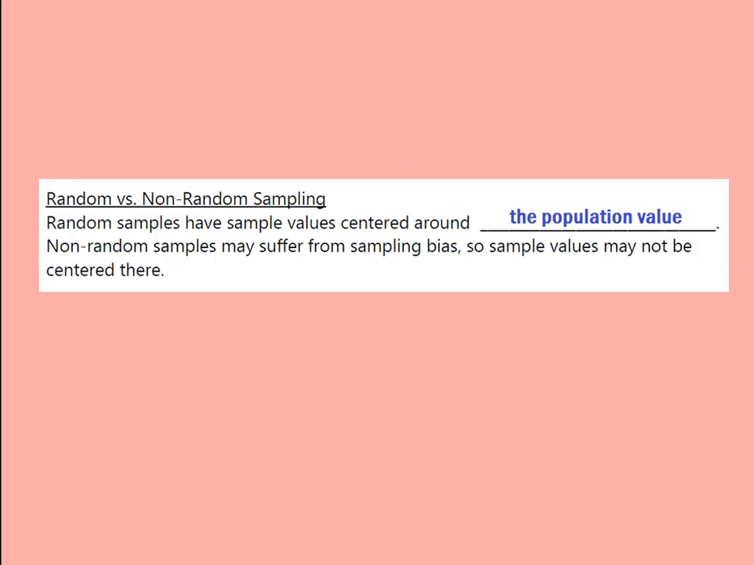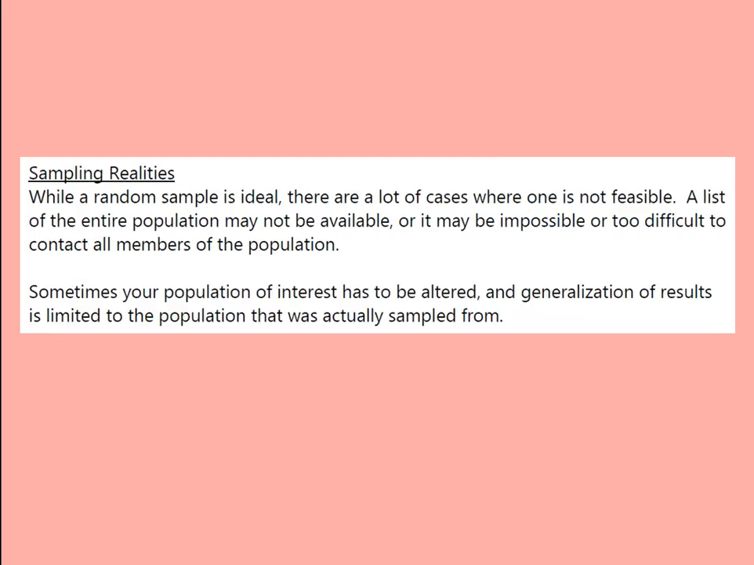If you repeatedly take random samples from the same population, the sample values will be centered around the population value, which might be a proportion, might be a mean, it depends on what you're interested in. If you repeatedly take non-random samples, the sample values will be centered somewhere else. There isn't a whole lot for me to add in here other than where this might be the case.